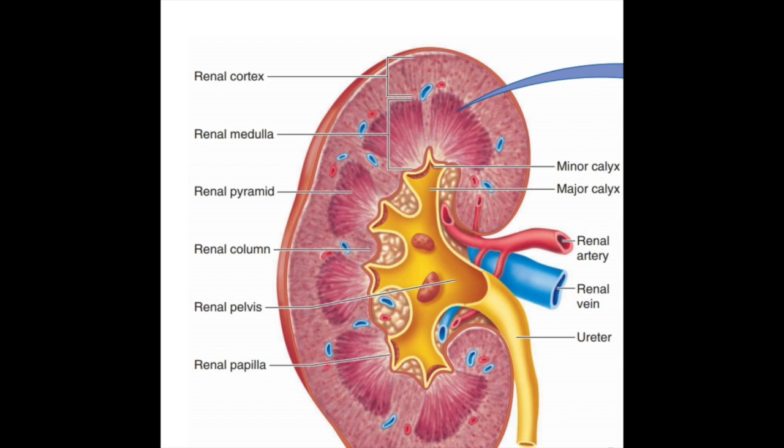So once blood has gone through the renal artery and into the nephron, it will come back out through the collecting ducts, and the waste will go out the ureter, which will in turn contribute to the filling of the bladder, and the clean blood will exit out through the renal vein.